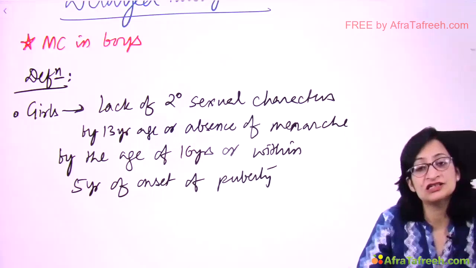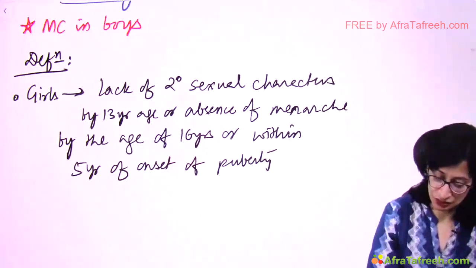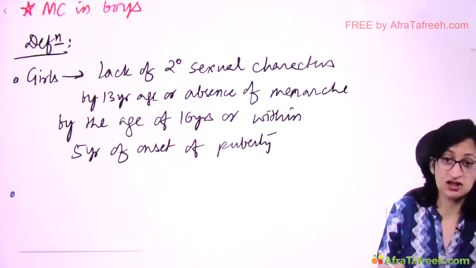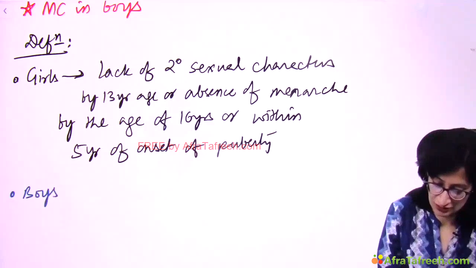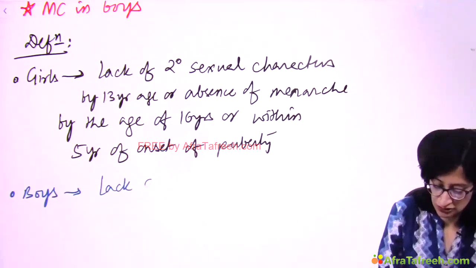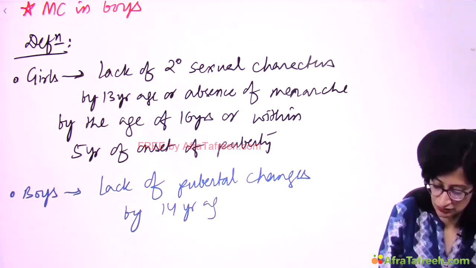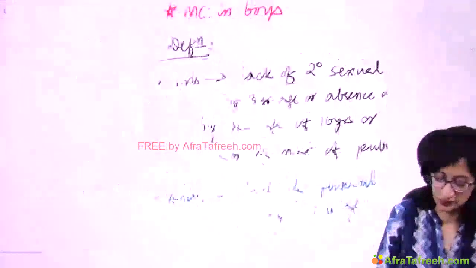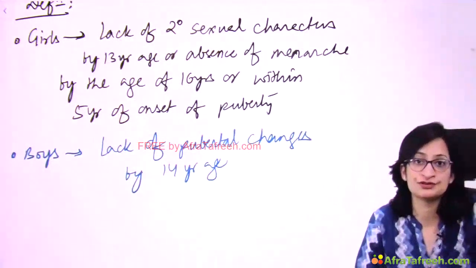While in boys, delayed puberty is defined as absence of pubertal changes, that means testicular enlargement, by 14 years of age. So lack of pubertal changes by 14 years of age in boys.